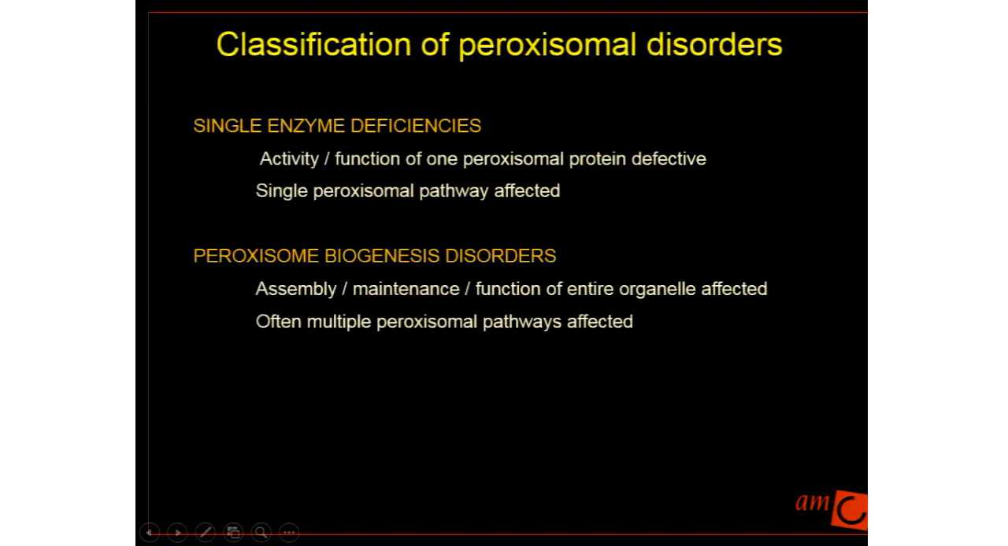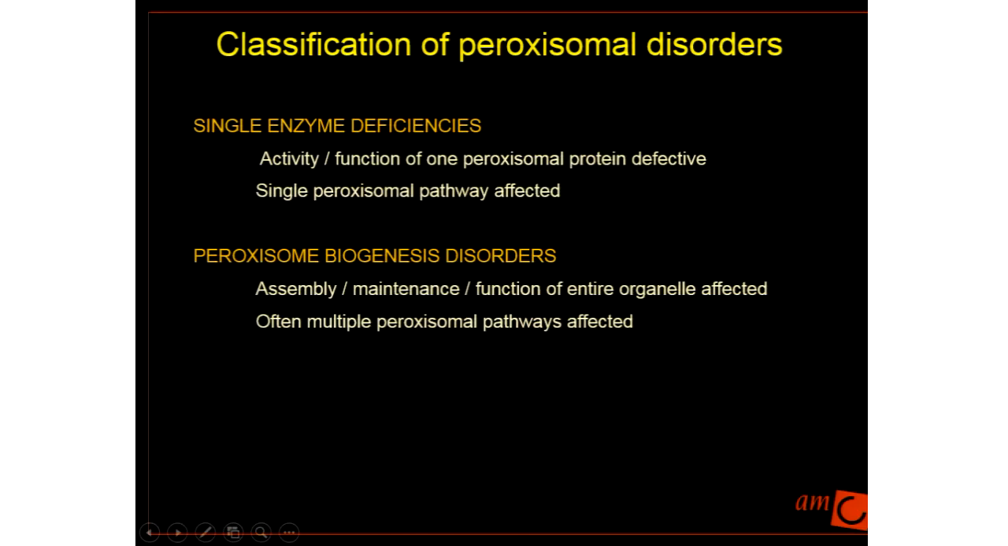So defects in any of the enzymes or proteins involved in these different pathways can lead to different groups of peroxisomal disorders. And generally they are subdivided into two main classes. You have the single enzyme deficiencies, in which the function of only one peroxisomal protein is defective. And it can be a peroxisomal enzyme, but it can also be a peroxisomal membrane protein, for instance, involved in the import of substrates. And typically in these disorders, only one peroxisomal pathway is affected.